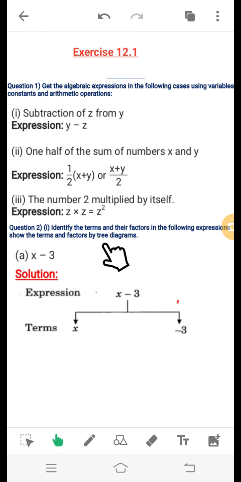Question 2. Identify the terms and their factors in the following expressions. Show the terms and factors by tree diagram, which you have already learned in the previous standard. Here one expression is given: x - 3. First write the expression x - 3. Now we have to write the terms: here x and -3. These are the terms. When they ask for the tree diagram, you have to show it just like this.